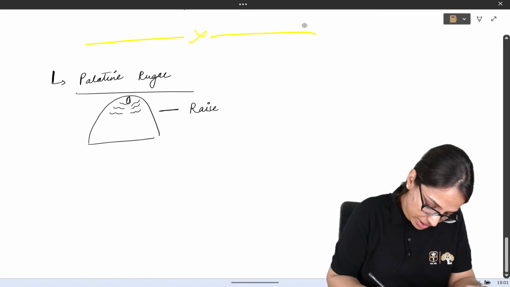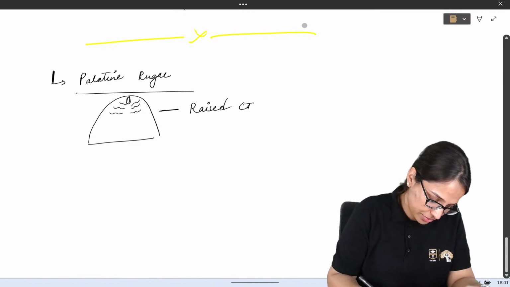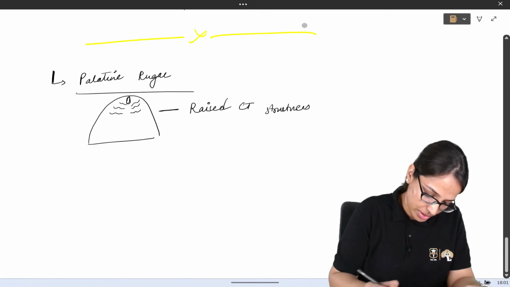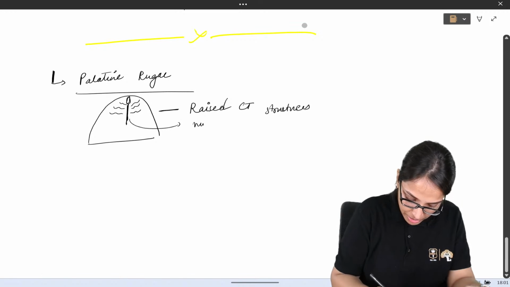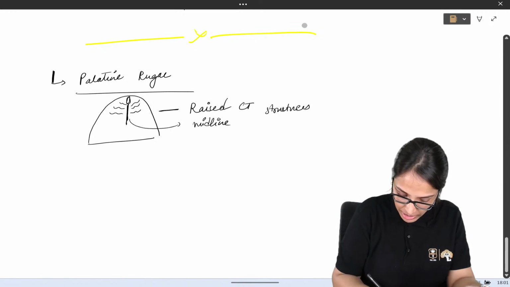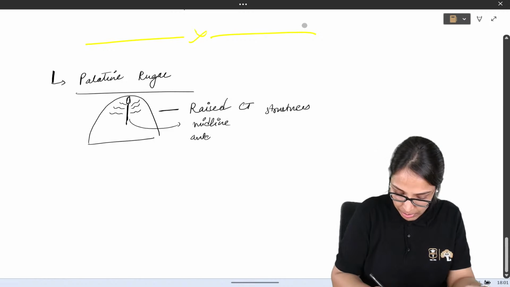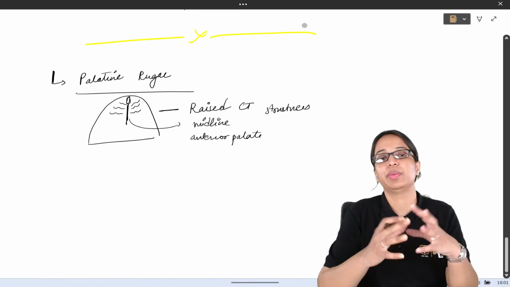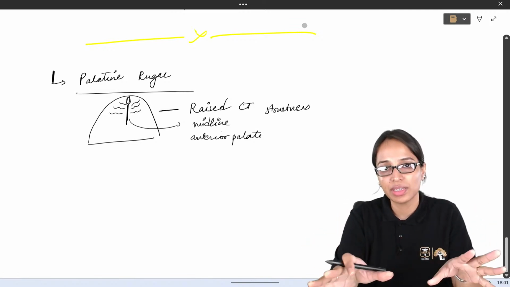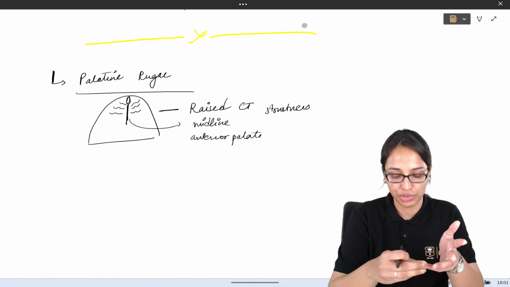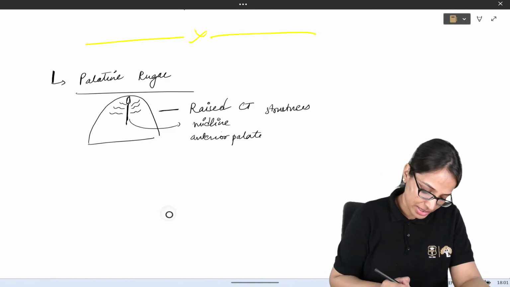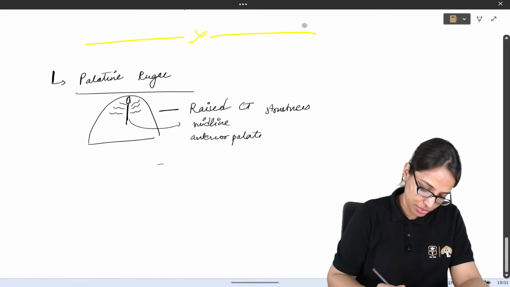So what are they? Basically they are raised connective tissue structures radiating from the midline. So they are coming from the midline, present where? Anterior palate. So one line, but very importantly describing everything about rugae: radiating from the midline, made of connective tissue and located in the anterior palate. That is your palatine rugae.